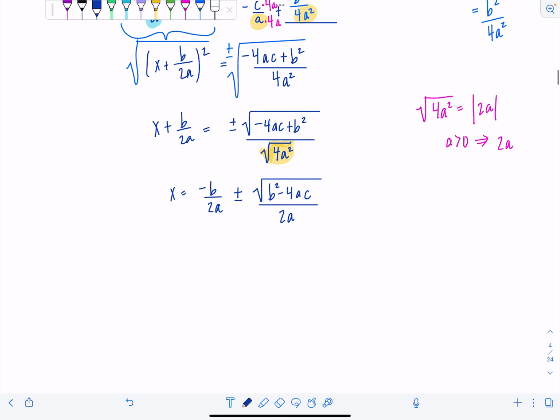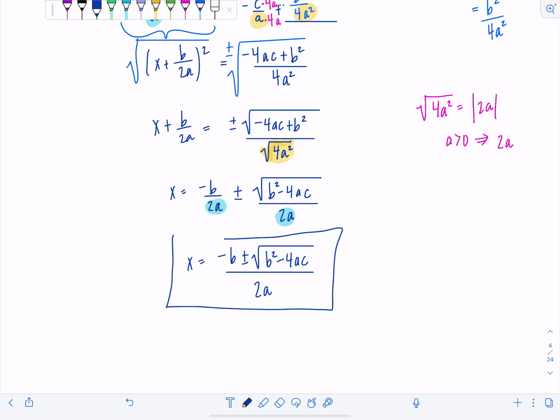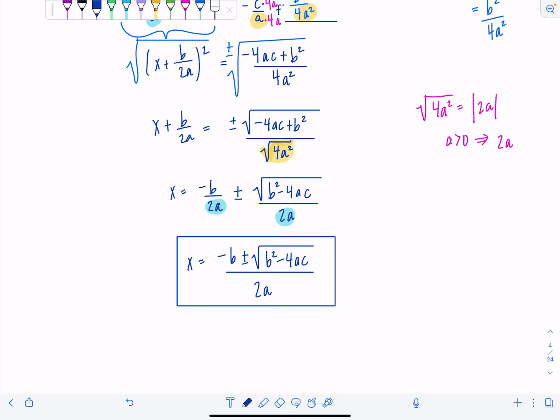And then now, notice we've got a common denominator without even trying, 2a, 2a. So let's just put everybody over the same denominator that's on the right-hand side. So negative b plus or minus square root b squared minus 4ac all over 2a. And lo and behold, there's the quadratic formula. I get excited every time it happens.